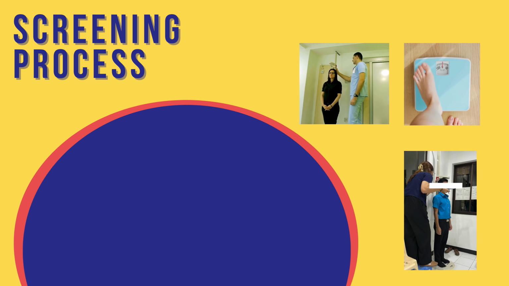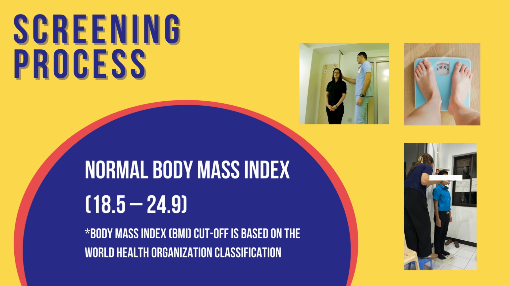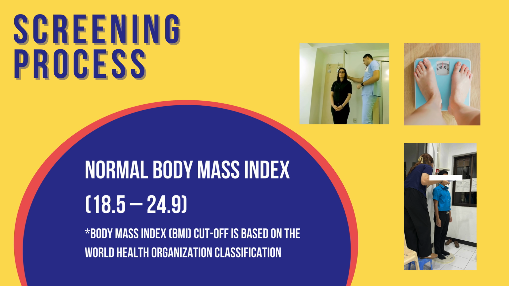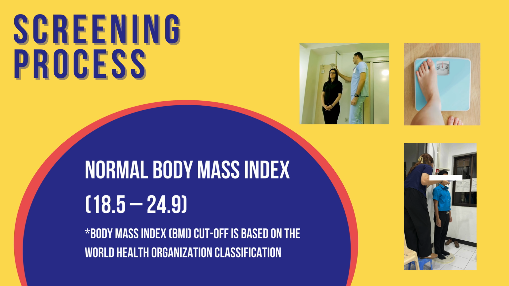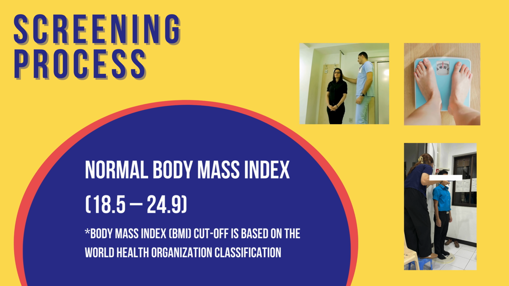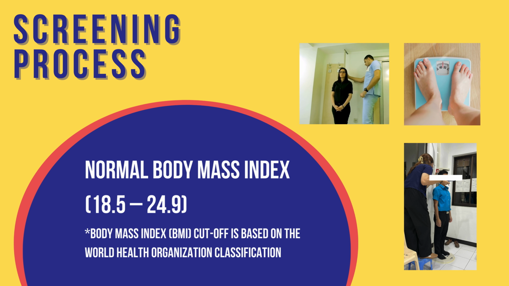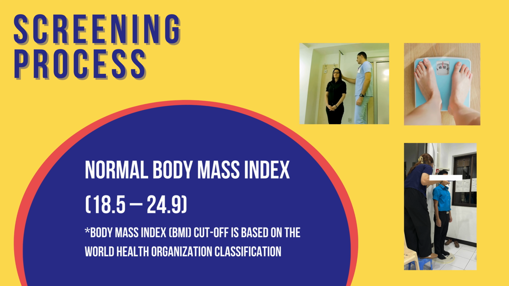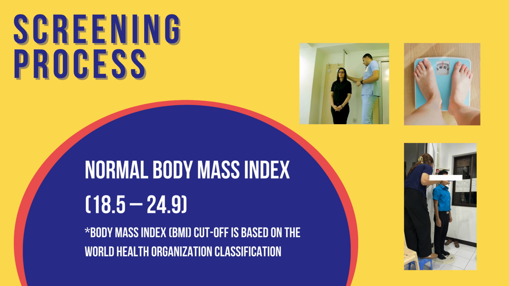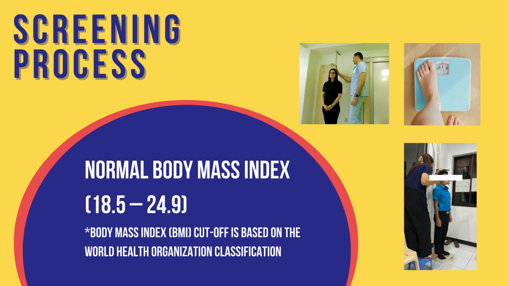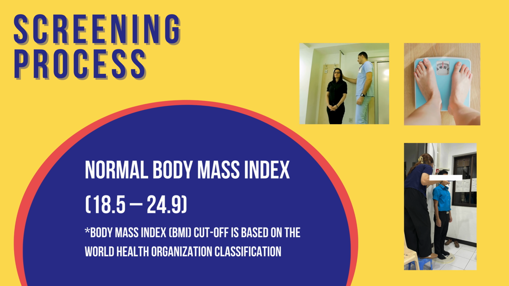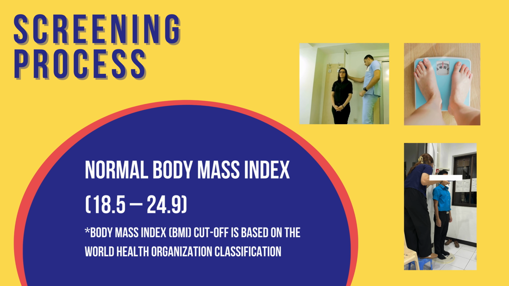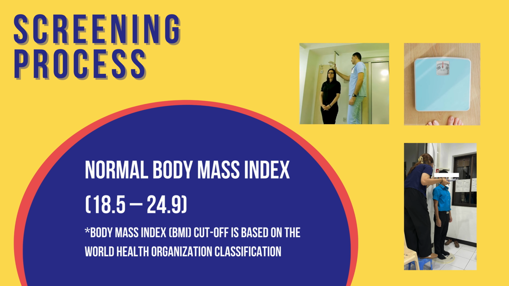The weight and height of volunteers will be measured using calibrated weighing scales and a stadiometer, respectively. BMI will be computed using the standard formula, and categories will be determined according to World Health Organization. After the initial screening, volunteers with normal BMI will then be provided an informed consent form to ensure participants fully understand the nature of the study, including the potential risks and benefits.